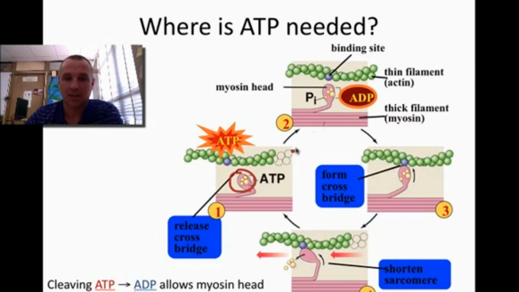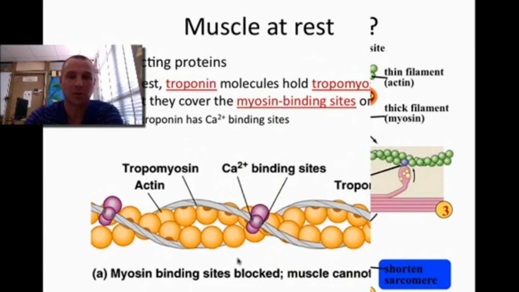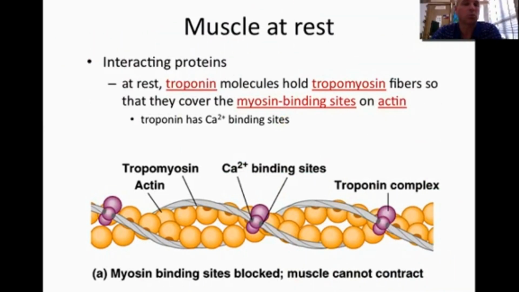All right, and this ATP is going to be used to bind the myosin to the actin, and then that forms a cross bridge here. And when it does, that myosin head is going to flip the fiber this way, shortening the sarcomere. And of course, this requires ATP in order to do it. Now, when the muscle is at rest, you have troponin, which are molecules that hold tropomyosin fibers so that they cover the myosin binding site, so they don't bind to the actin, so the muscle lays resting.